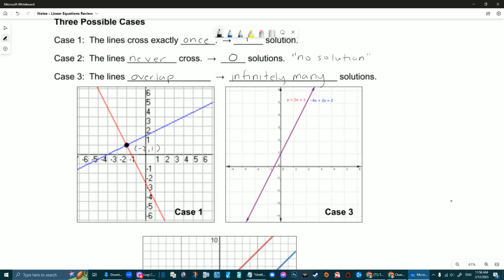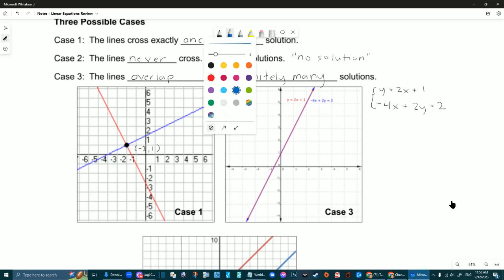And you'll see here in this example, one of our equations is written in slope-intercept form, y equals 2x plus 1. One of them is written in standard form, minus 4x plus 2y equals 2. And I want to take just a second, you don't have to watch this, but if you're interested, I want to take a second and convert that to slope-intercept form, because I think we're going to see something cool.